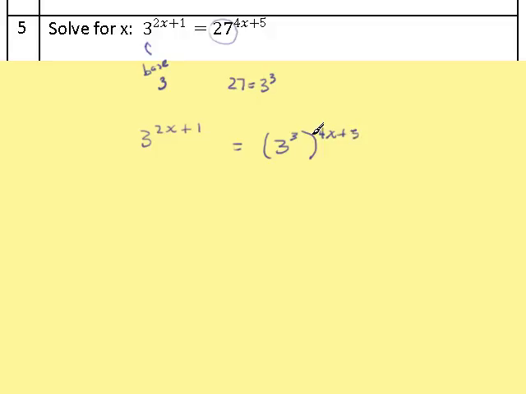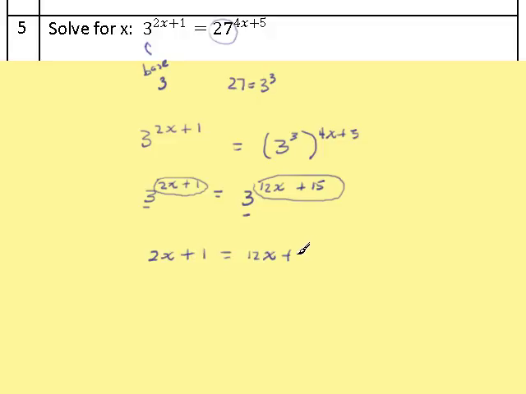And now we have to remember our exponent rule, that if we have a power to a power, we multiply these. So let's do that. Let's open parentheses by multiplying those exponents. So we have 3 to the 12x plus 15. So now we have the same base on both sides, so we can just set the exponents equal to one another. And we end up with this equation. 2x plus 1 is equal to 12x plus 15.